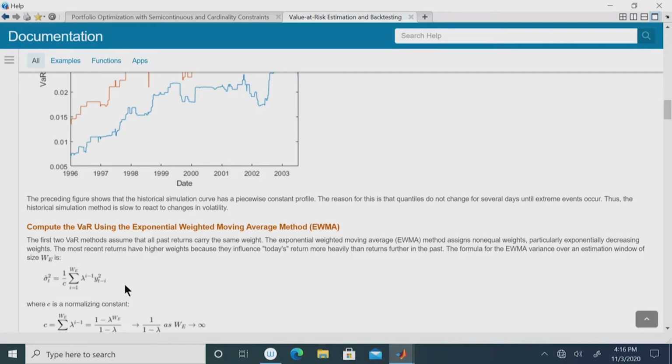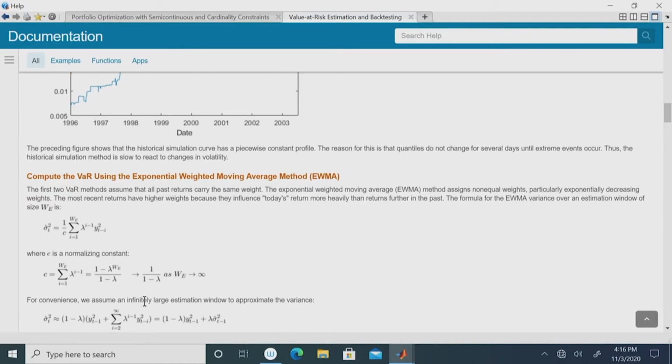If the time window, W subscript capital E, is the number of time points, then the estimated variance at time t is going to be 1 over c into the summation of lambda raised to i minus 1, using y of t minus i. That means you are going to use the values from the preceding W_E time points, and here c is a normalizing constant. So, c is the summation of i equal to 1 to W_E of lambda raised to i minus 1.